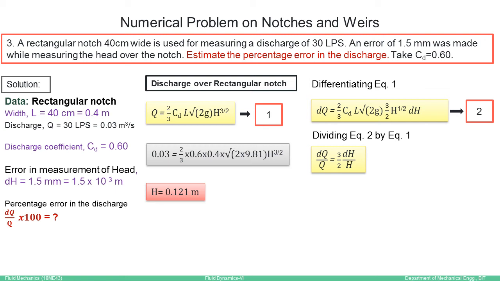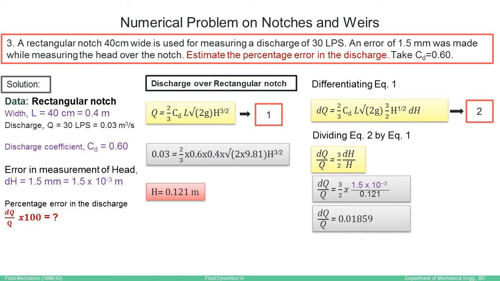dH is the error in H, and the H value is just now calculated, and using those you can find out dQ by Q. So that is 0.01859. This is the error dQ by the total discharge. But when you want to find out the percentage error, you have to multiply it by 100 and get the percentage error. 1.859% of error is resulted because of the error made in measuring head over the notch.